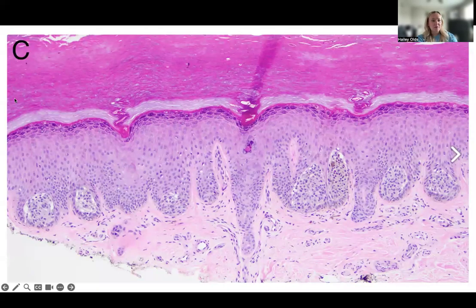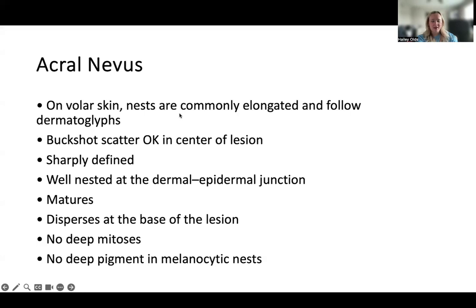Okay. So for this one, you can tell that we're on acral skin because we see the lamina lucida and we have this thick, compact stratum corneum. And then we have nests of melanocytes that all look like they're at the tips of the rete ridges. So this is just an acral nevus, and it might look a little funky, but this is just what acral nevi look like. And they tend to follow the dermatoglyphs, which is like your fingerprint. And they should just be at the DEJ. And it matures with depth if it is deeper. And again, like the other ones, there's no deep mitoses, no deep pigment.